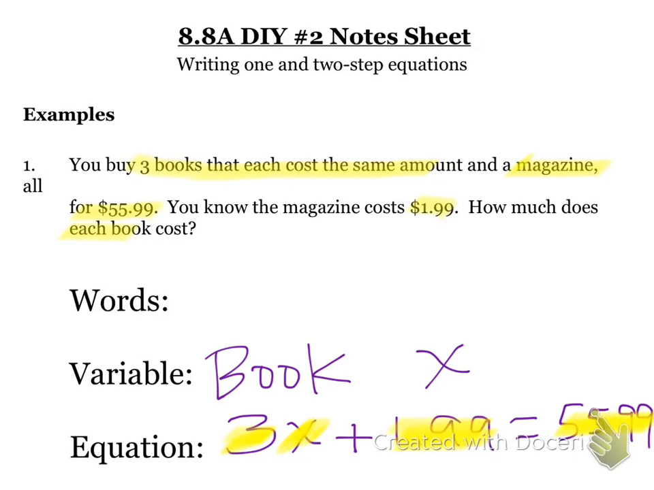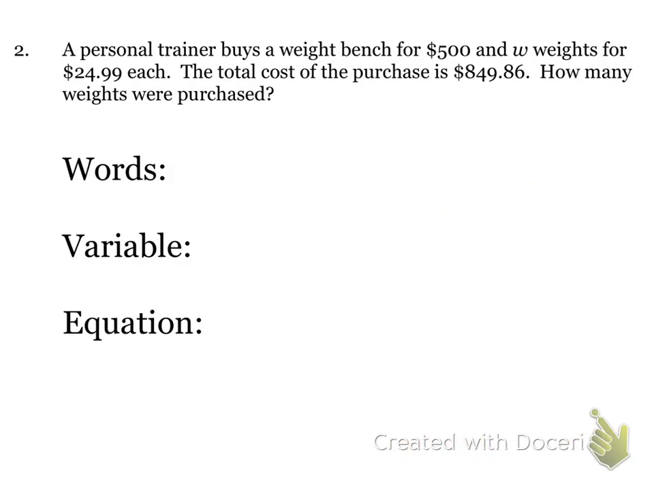So if I were to solve this equation, I could do that with solving for the unknown, solving for X, and I could see what each book costs because I bought 3 of them. We're going to talk about solving equations later, but for now we're just setting them up. So let's take a look at another one.